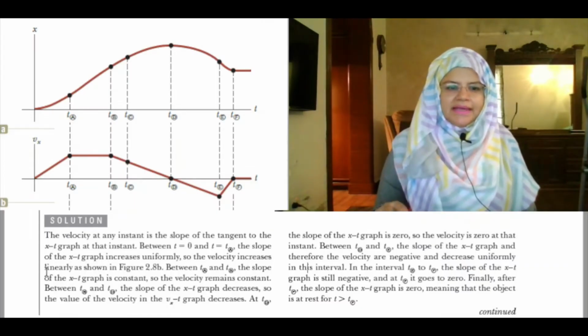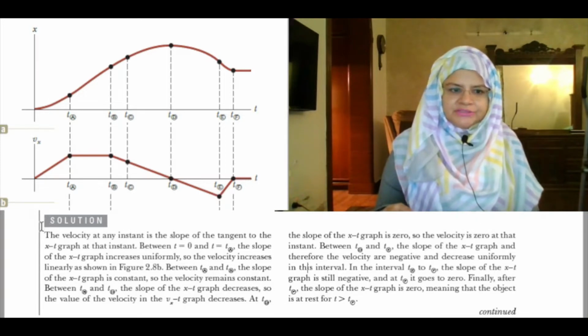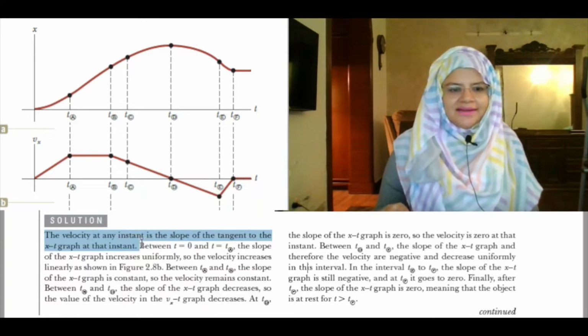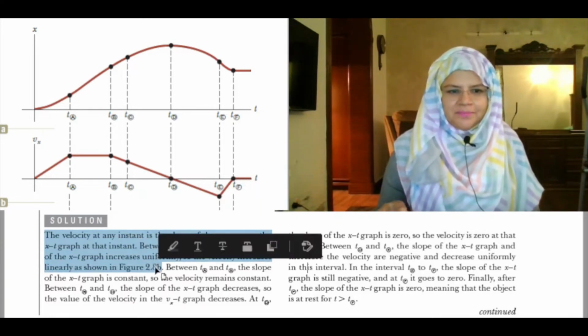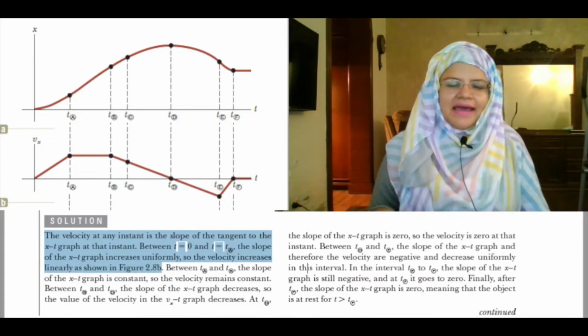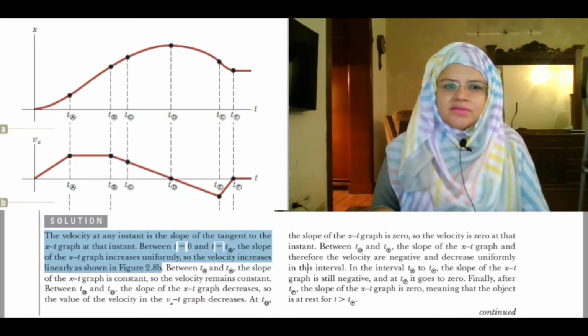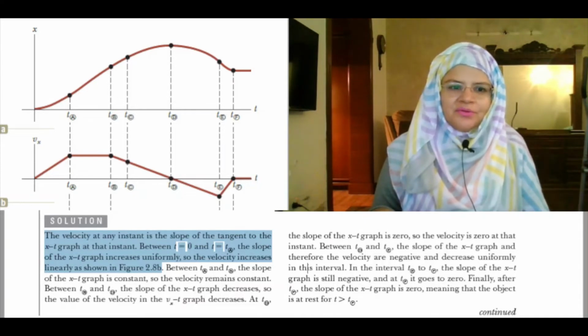The velocity at any instant is the slope of the tangent to the xt graph at that instant. Between t equal to 0 and t equal to ta, the slope of the xt graph increases uniformly, so the velocity increases linearly as shown in figure 2.8b. As we can see in figure 2.8a, the position time graph between 0 and ta, the slope increases uniformly. Therefore, the velocity time graph shows a linear relationship between the points 0 and ta.